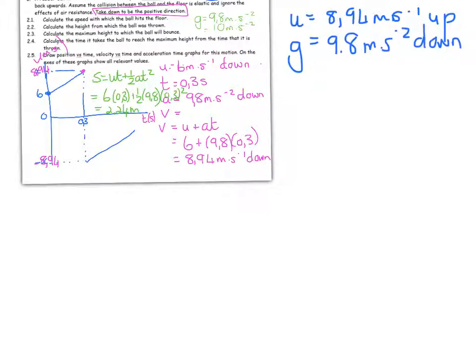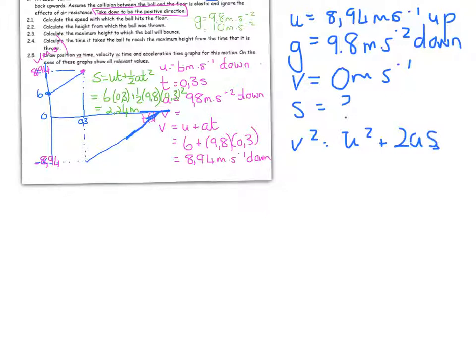I know that at the top of its projectile, all the way at the top, its final velocity is 0. So this would go all the way until it hits the 0 line. And the question is, what is the height? I can say v squared equals u squared plus 2as.